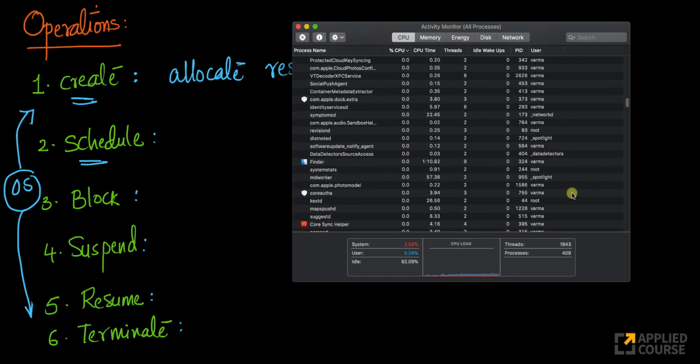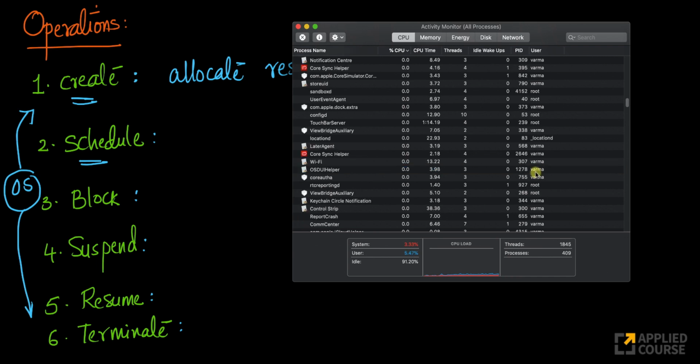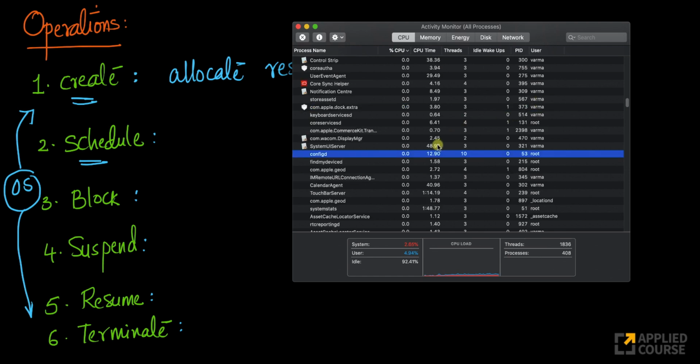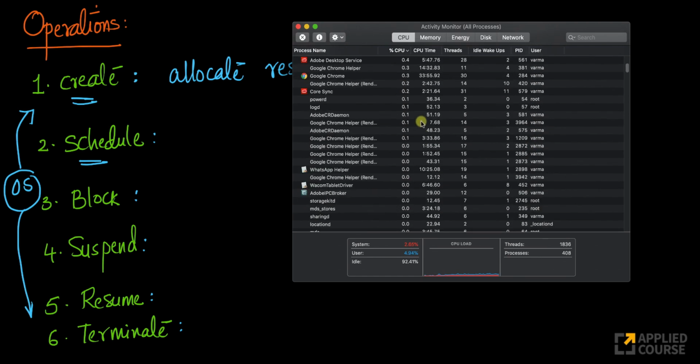Okay. So look at this. There are some processes with the root user. Root user basically means the operating system itself is running them, or the administrator of this system is running them. So there are hundreds of processes running.